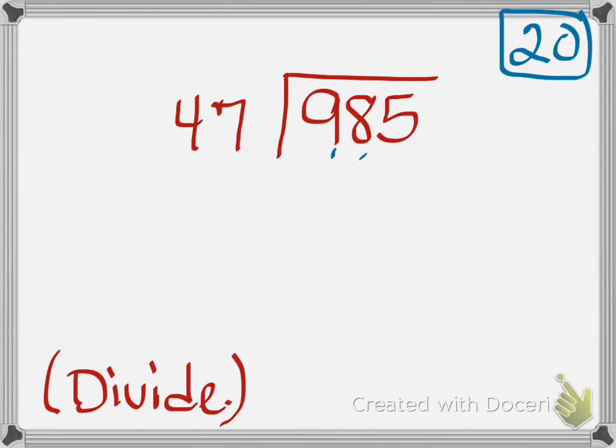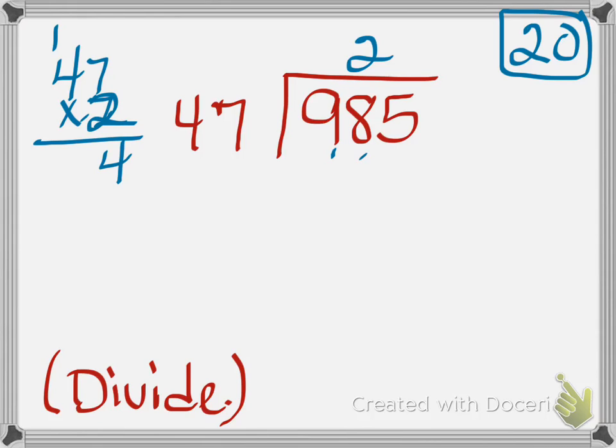So I'm going to start with 985 divided by 47. I'm going to use those first two digits, 98. So I think it's probably going to be 2. Let's find out. Over here on the side, let's do our multiplication. 2 times 7 is 14. 2 times 4 is 8, plus 1 more is 9. So 94. And subtract. I get 4.